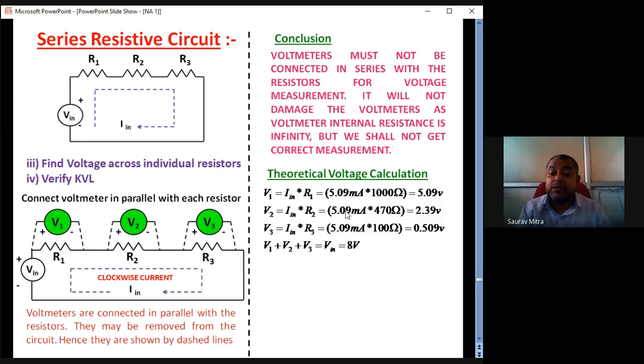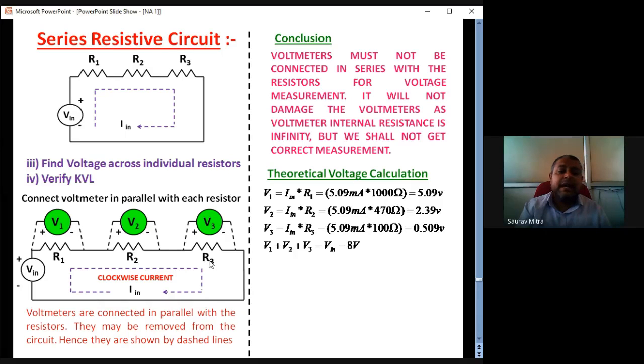Be very careful about this milli. If you are not careful enough about this milli, you make a big mistake in this voltage calculation. Milli means 10 raised to minus 3. And V3 is nothing but the voltage across resistance R3. So current is 5.09 milliampere multiplied by this resistance. The ideal value is 100 ohm. So this is 0.509.